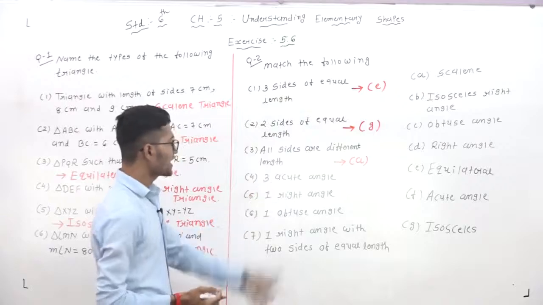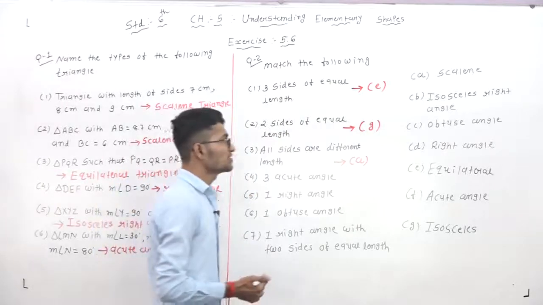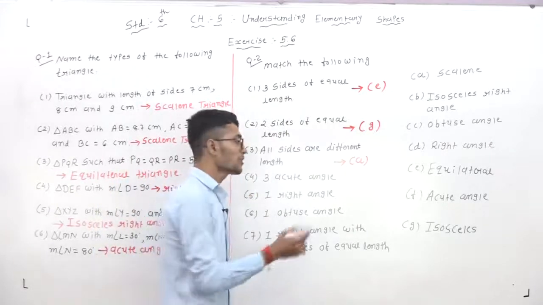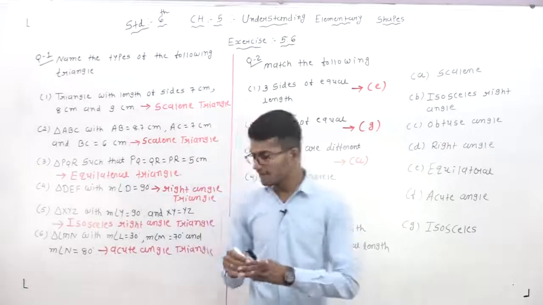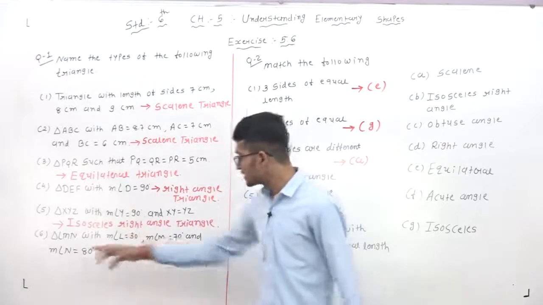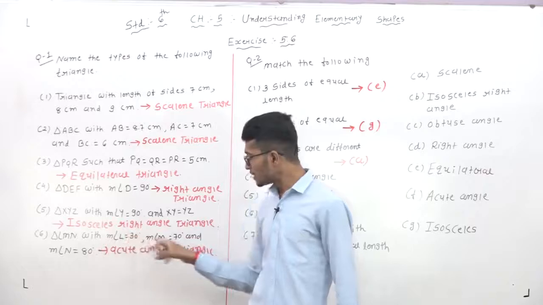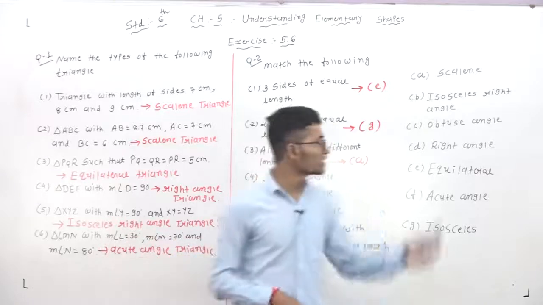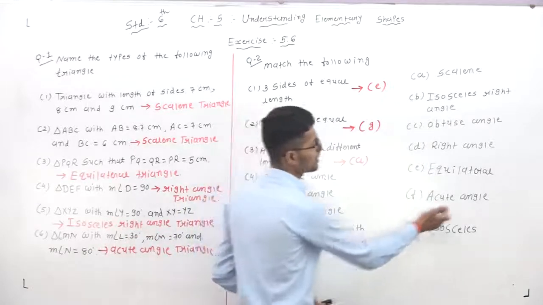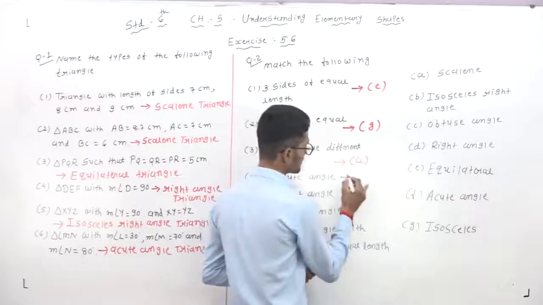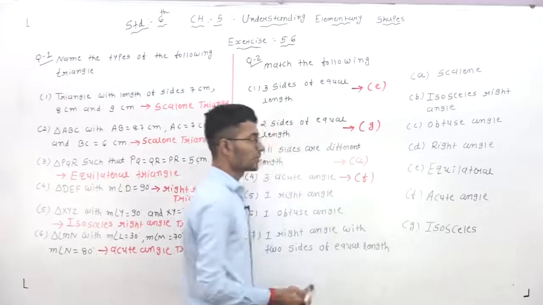Then after that, three acute angles. In this question, three acute angles are given. Acute angle means less than 90 degrees. Here given are 1, 2 and 3. Are these three acute angles or not? So acute angles mean acute angle triangle. So in this question the answer is F, acute angle triangle.